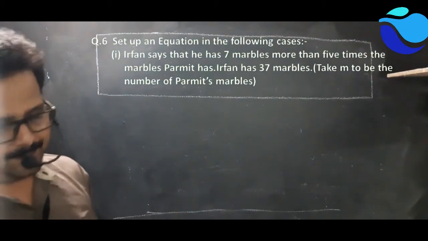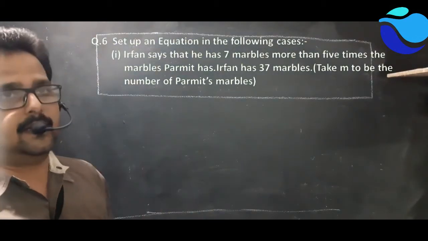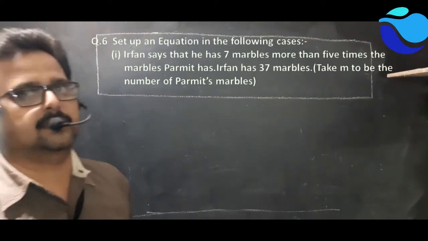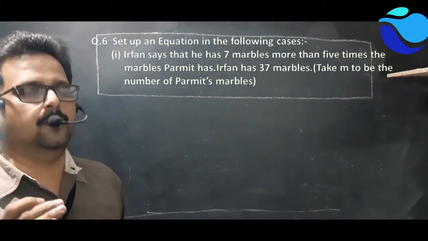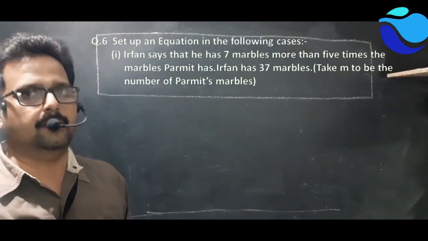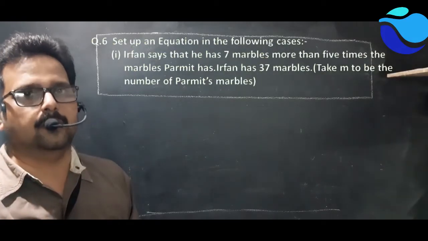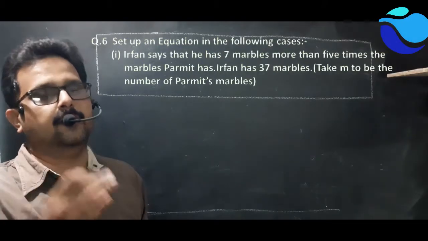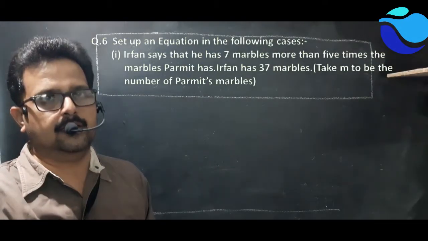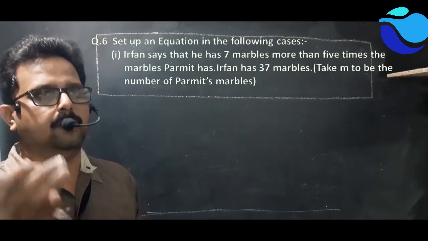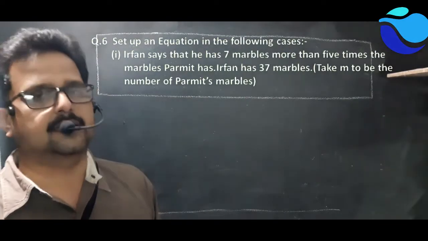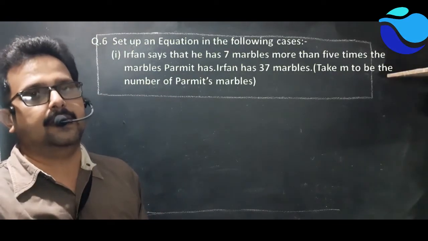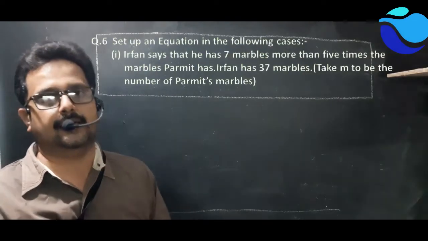So in this question, first we have to identify, there are two names, who are they? Irfan and Parmit. You have to identify to whom we should give the variable and whose values we know. From the question itself, it is very clear that we know the values of Irfan, how many marbles Irfan has. We have to find out how many marbles Parmit has, isn't it? So first you have to identify whose variable is to be given.